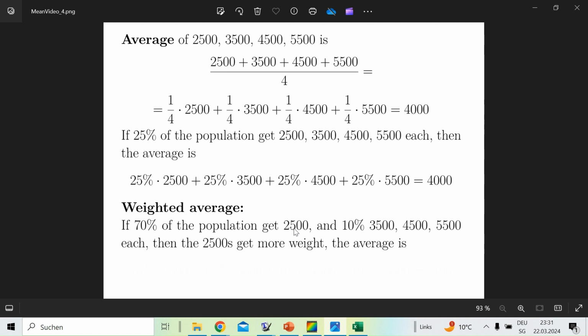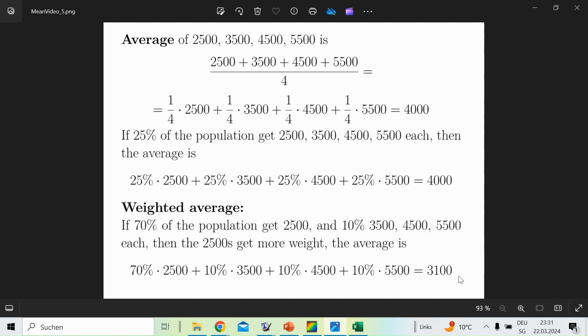So how do we calculate it? And the formula is actually very simple. What we do is we multiply the income by the relative frequency of each class. So the first class is 70% relative frequency, so we multiply 70% times 2,500. Remember, before it was 25% because this was a relative frequency, but now it's 70%. And then 10% times 3,500, 10% times 4,500, and 10% times 5,500.